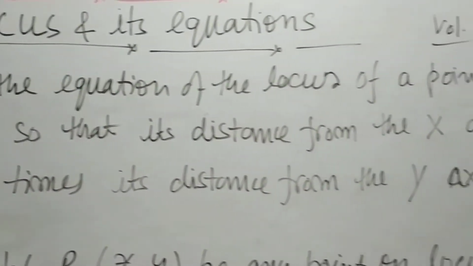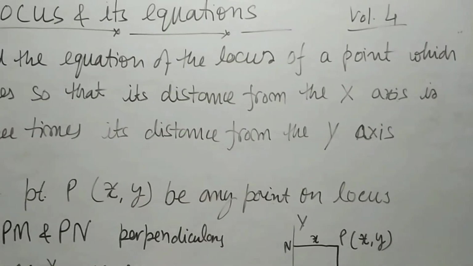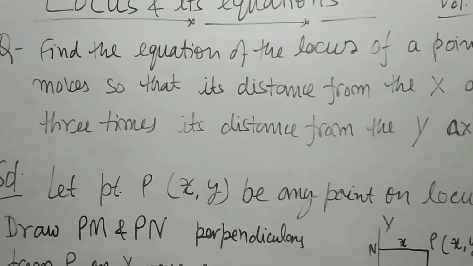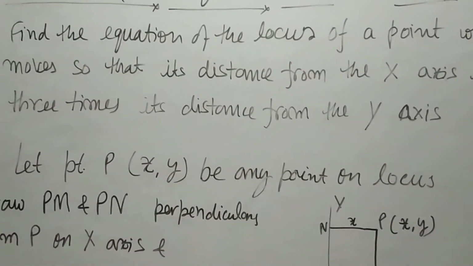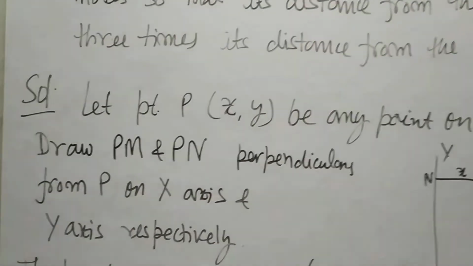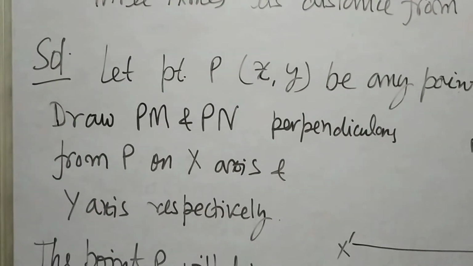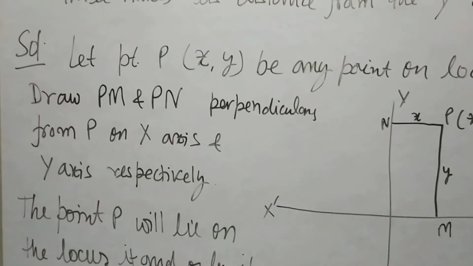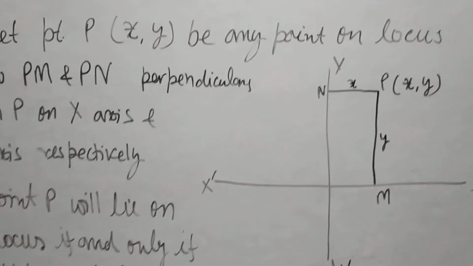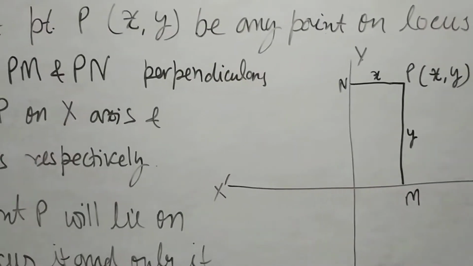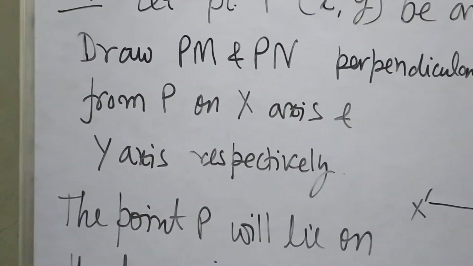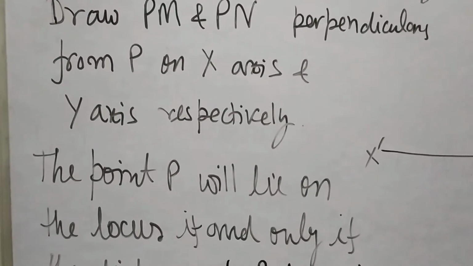Find the equation of the locus of a point which moves so that its distance from the x-axis is 3 times its distance from the y-axis. Now I think you can note down and understand it very well. We have taken a point P on the locus, marked distances as per coordinates, PM and PN are the perpendiculars on the axes.